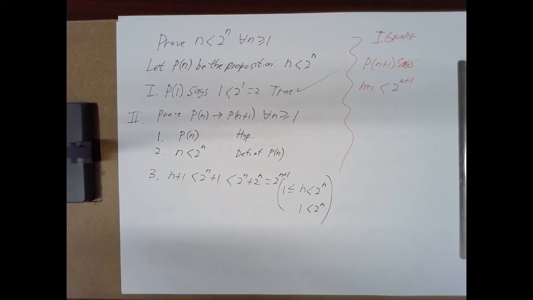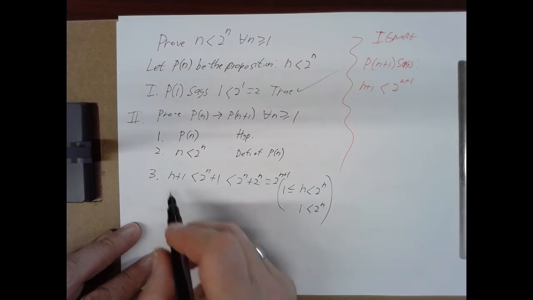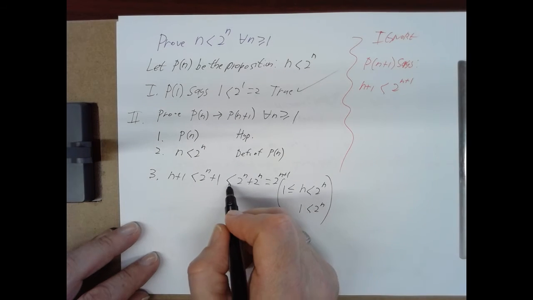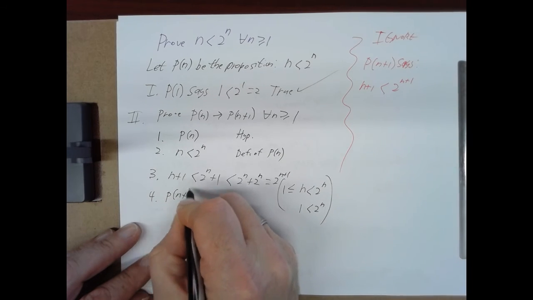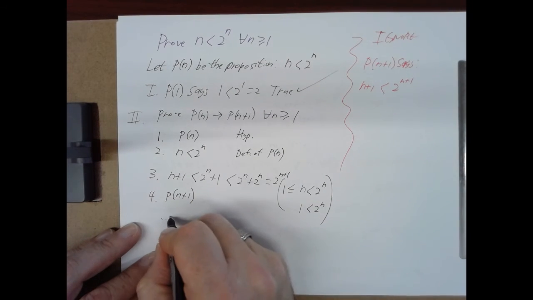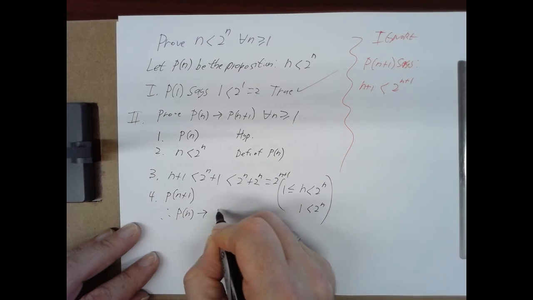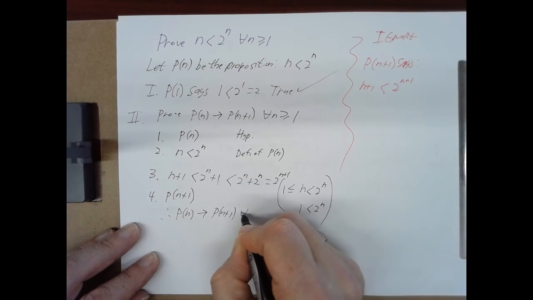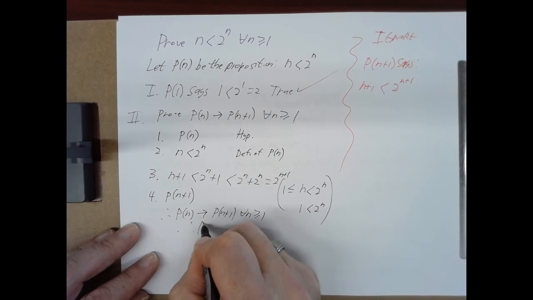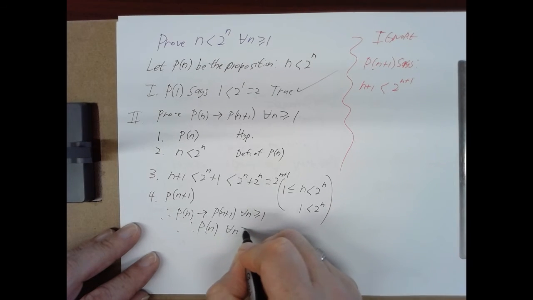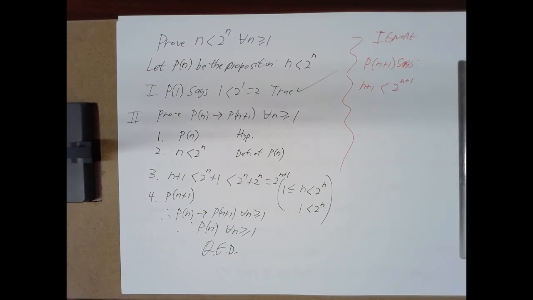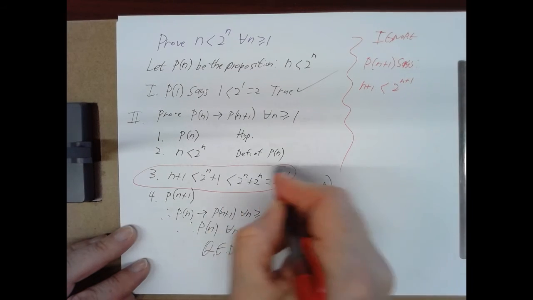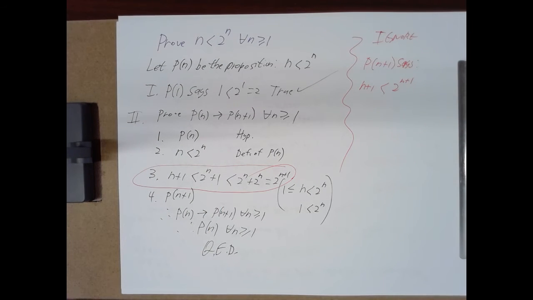So different kind of trickery here, right? But we've just shown that n plus 1 is less than 2 to the n plus 1, and that's P of n plus 1. Therefore, P of n implies P of n plus 1 for all n bigger than or equal to 1. Therefore, P of n for all n bigger than or equal to 1, which is what we were asked to demonstrate. So there's always something magic that happens somewhere in these proofs.